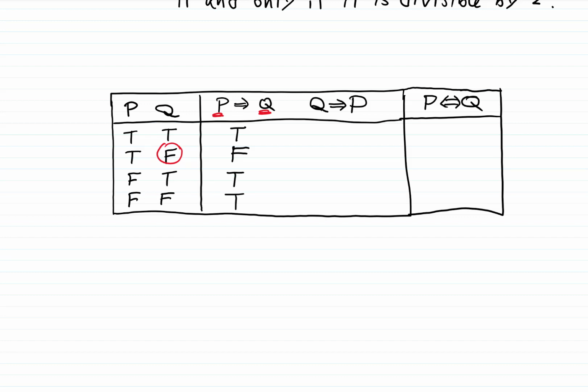Now let's do Q implies P. It's an implication, and I'm going to repeat myself. The only time an implication is false is if the hypothesis is true and the conclusion is false. Where is that here? It's the third row. So that implication would be false. In all other rows, the implication is true.